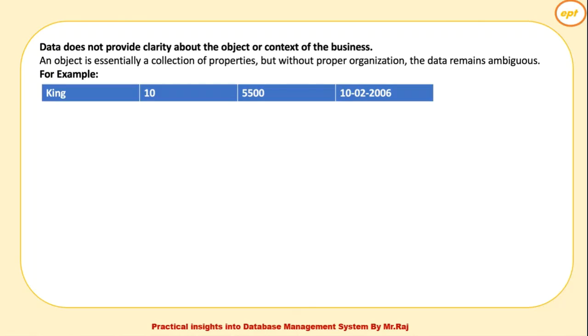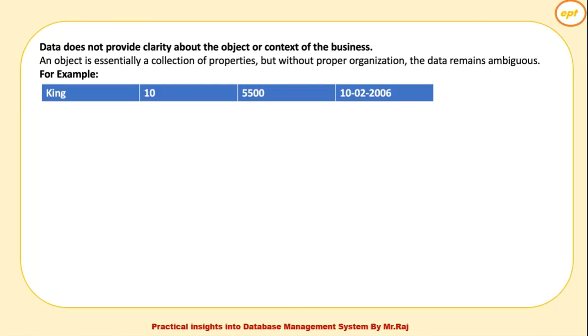Suppose you take an employee. What are the properties of an employee? Employee name, employee number, employee id, employee salary, employee phone number, employee address. There are so many things that will come into the picture, right? Let's see this example.